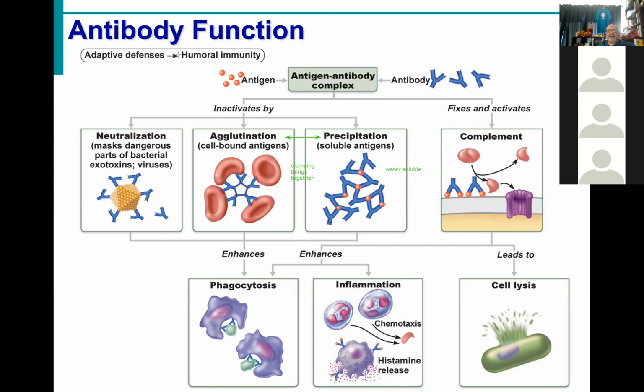Obviously, if you clump stuff together, that makes it harder for those pathogens to be able to attack our body. But it also attracts phagocytes to the area as well, makes it a bigger mess, makes it easier for the phagocytes to find them.